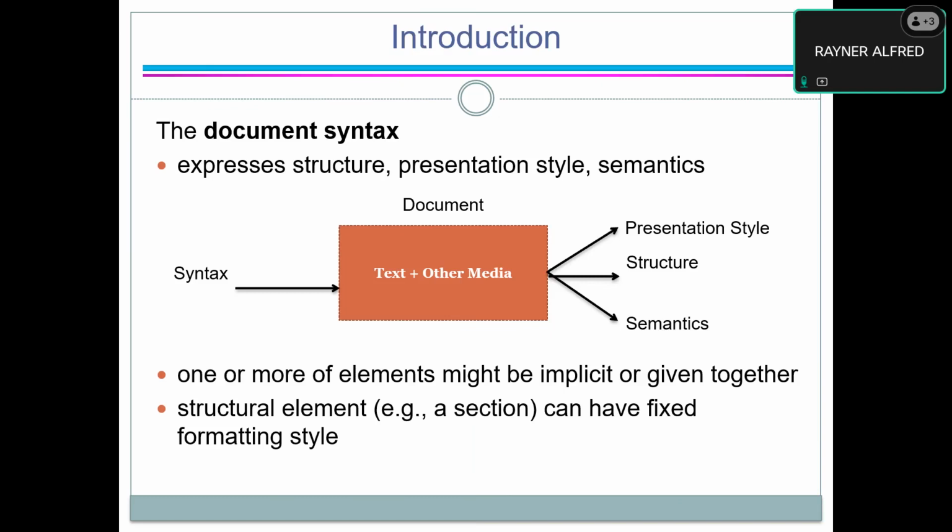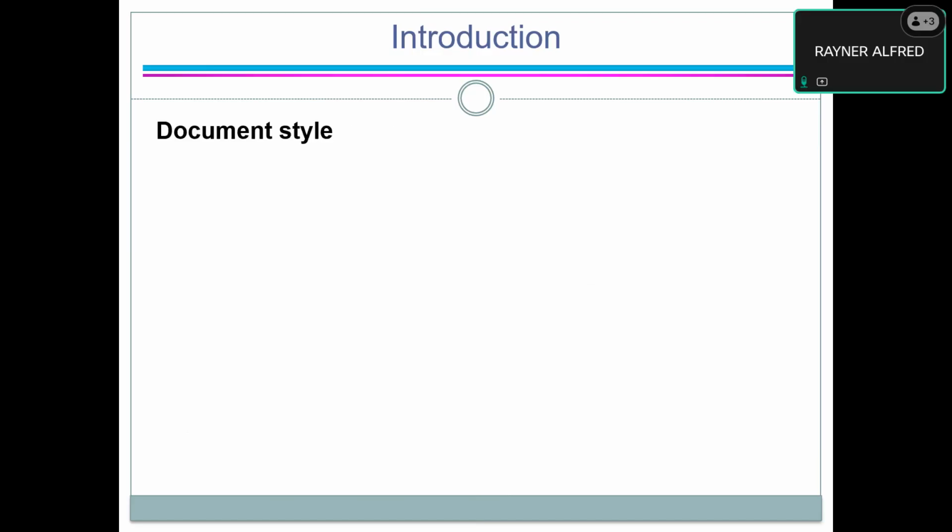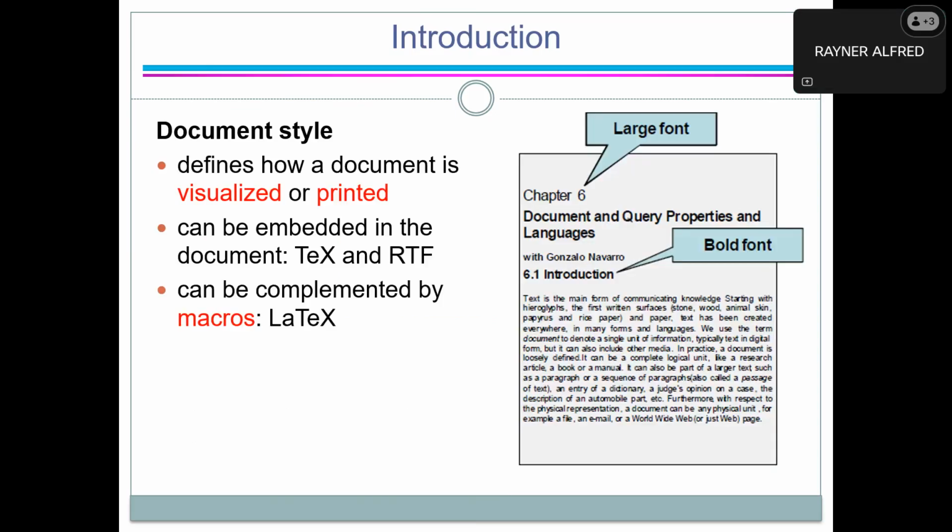Okay, so sometimes we have one or more elements, and the structural element can have fixed formatting style. That means every paper too has a fixed formatting style. Okay, so for example, if you look at this chapter 6, you expect all the chapters 5, 7, 8, 9, and so on to have a similar format. So they have the chapter number, the title, who is the author, and the sections should be similar, like introduction, and then later on material and methods, and then experimental setup, and so on.